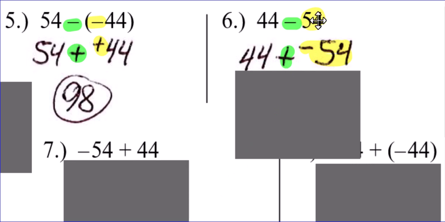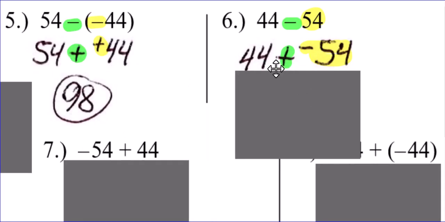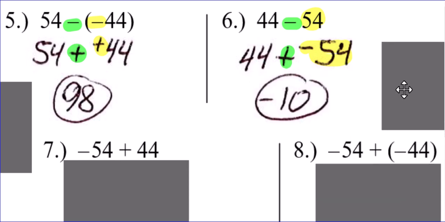All right, stop looking at the original problem. What do we have now? Positive plus negative. Oh, that was like number 1, wasn't it? Where we had positive plus negative, and we subtracted in our head. So we're going to do that right now on problem number 6. This is going to give you negative 10.